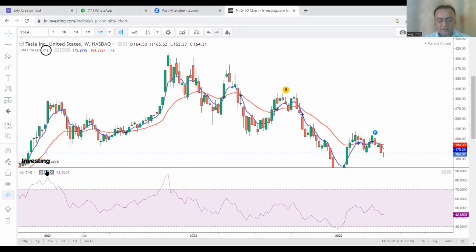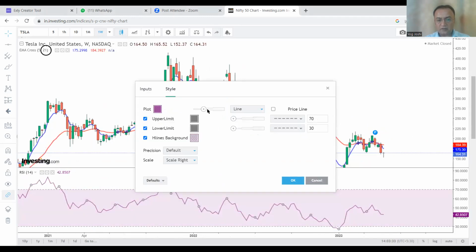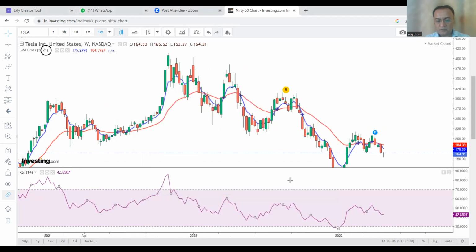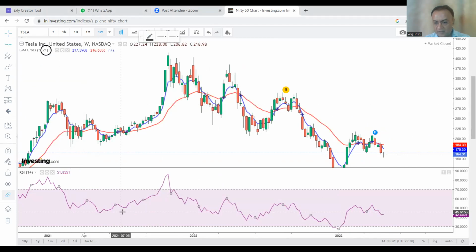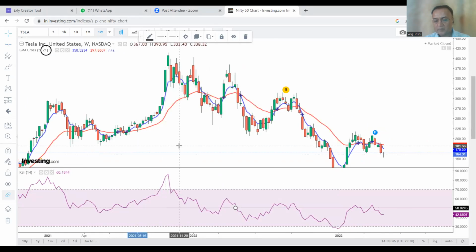Now RSI comes under the oscillators. Why oscillator? Because it is not directly put on the chart, it is put in a panel parallel to the chart. So whenever you put the RSI, always draw a middle line at the 50 level.